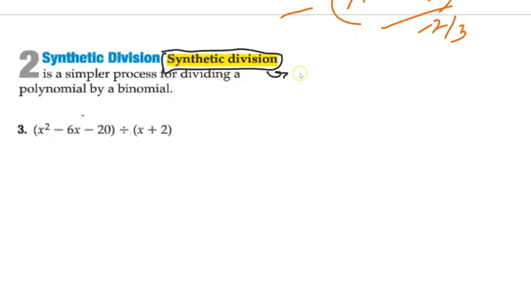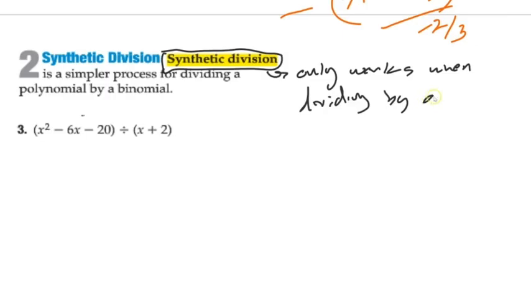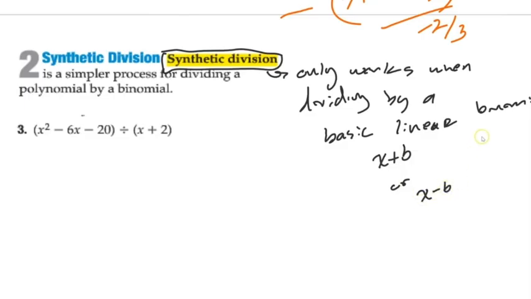There's a catch, though. It only works when dividing by a basic linear binomial, x plus b or x minus b. For example, x plus 3, or x minus 2. It has to be something like that. Even if there's a number form we can work with, and we'll talk about how to work with it, it has to be a linear binomial term. It can't be x squared plus 3. It can't be a trinomial. It can't be anything else. It has to be super basic. Then we can do synthetic division.